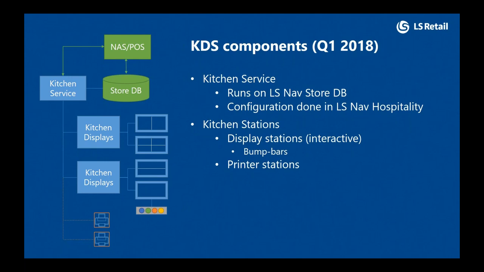The kitchen stations can either be display stations, which are interactive, which basically means that if you send some items to the display stations, you're able to bump the items, letting the kitchen service know where you are in the flow. Or you can also set up printers, and printers are basically just one-way communication. And you can do a combination of both. So you can have a printer at the bar or the coffee station, while you have displays in the kitchen. Display stations in the KDS are like logical stations, so you can have up to 4 display stations on one physical screen, and you can have multiple physical screens on one kitchen display computer.